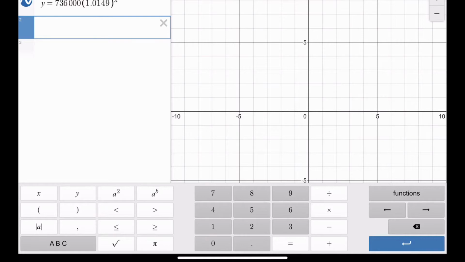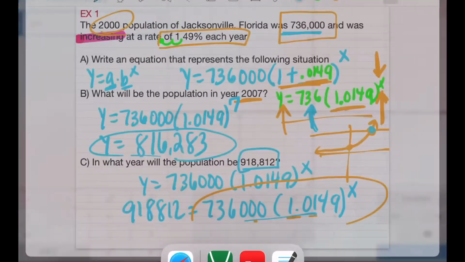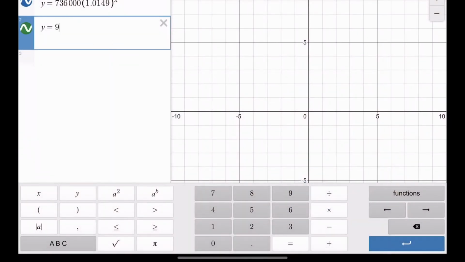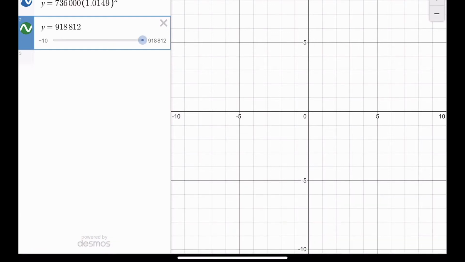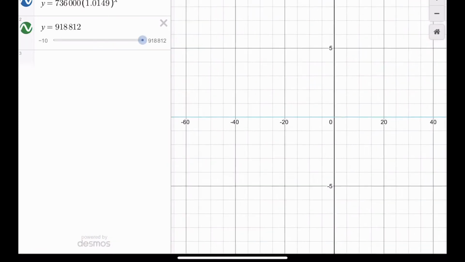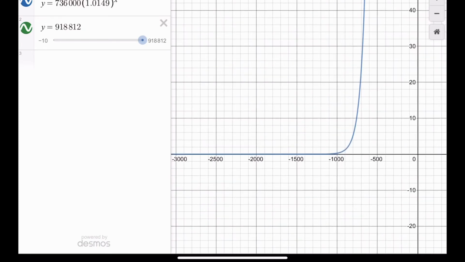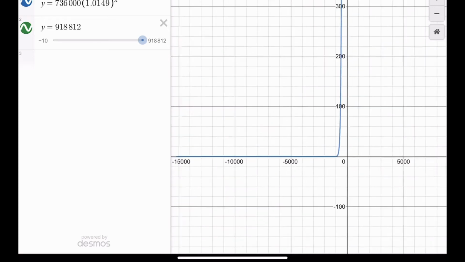And the second side was 918,812. So we've graphed the left side and the right side. So let's go ahead and find our point of intersection between the two graphs. So I'm zooming out. As you can see, that's our exponential growth. So that's my first equation.